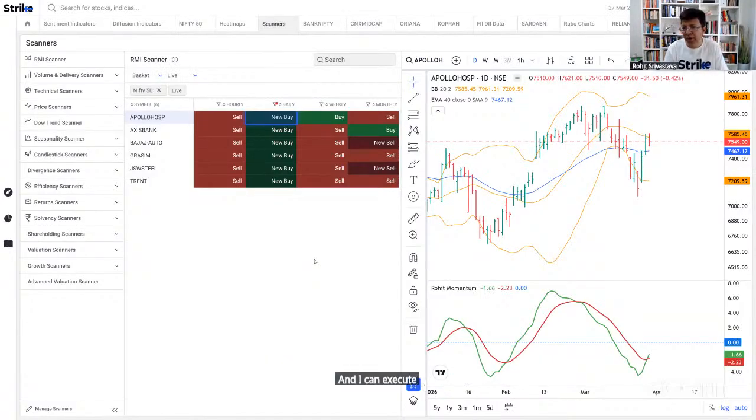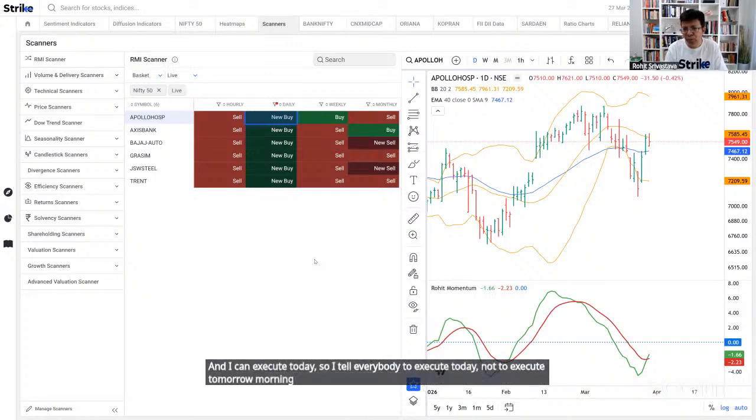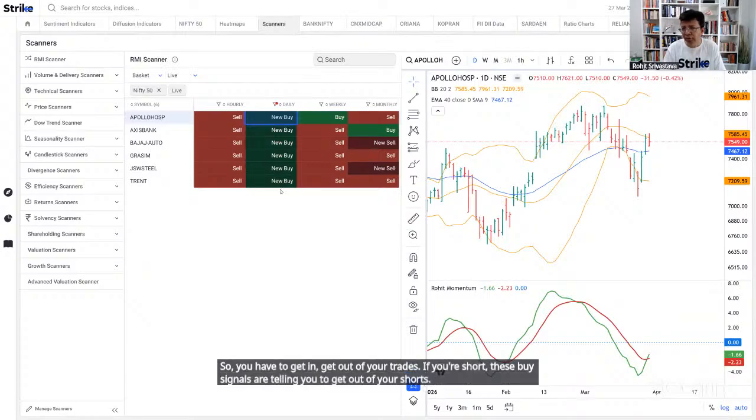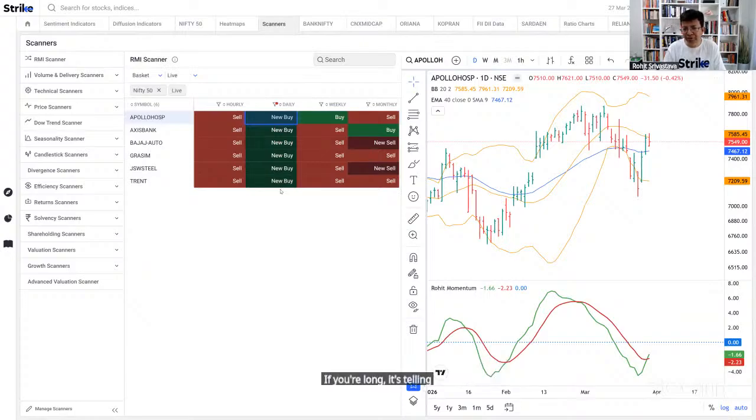So I tell everybody to execute today, not to execute tomorrow morning, because if there is a gap, you miss it, and after that you won't get a chance. So you have to get in, get out of your trades. If you're short, these buy signals are telling you to get out of your shorts. If you're long, it's telling you to get out of your longs, etc. So whatever the signal means to you, it's giving it.